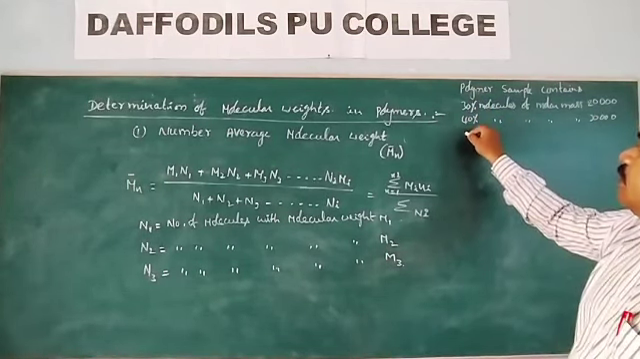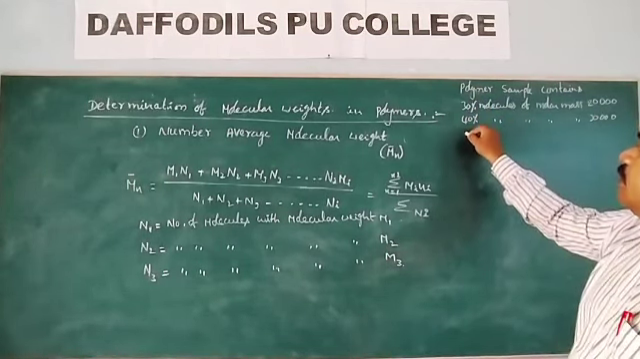Again another 30% molecules of molar mass 60,000. Now they are asking: what is the number average molecular weight?